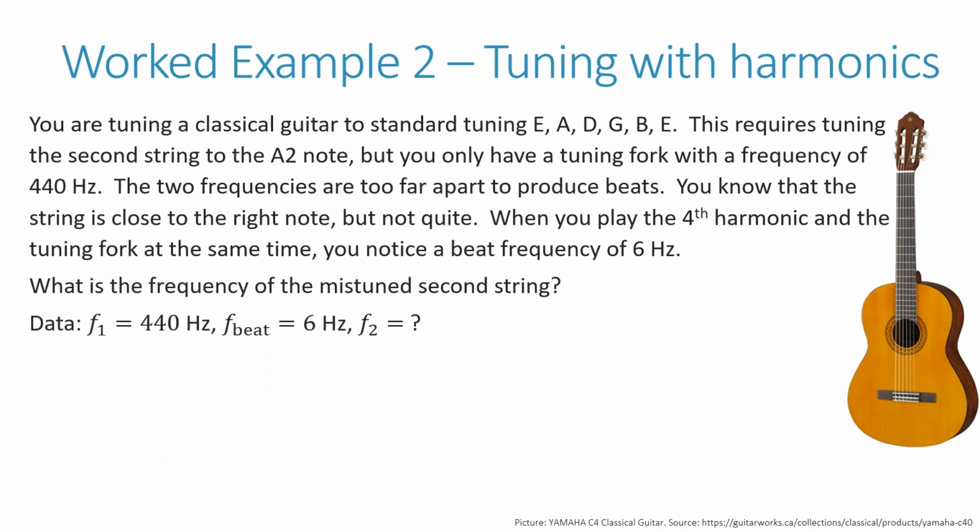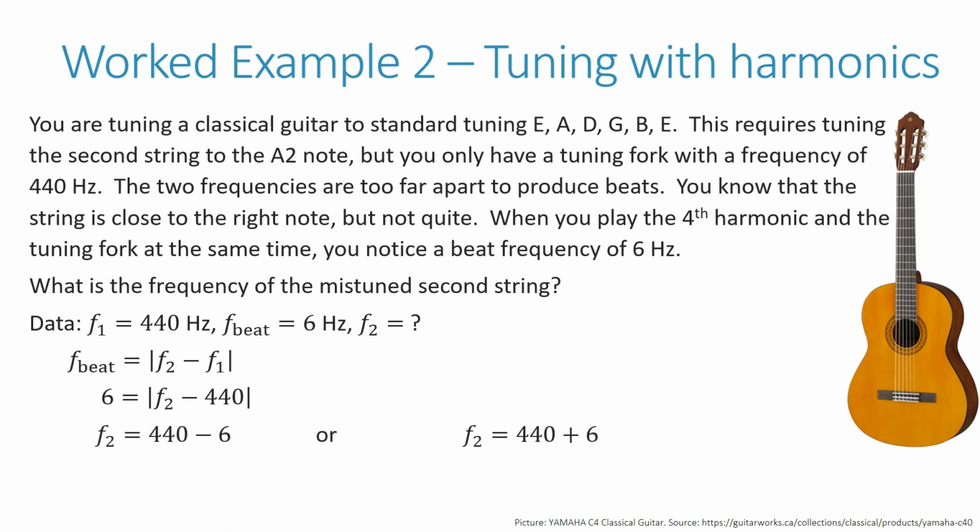Well, here's the data. F1 is 440 Hertz. That's the frequency of the tuning fork. The beats that we hear is 6 Hertz, and we want to find out the frequency of the string. So here's the same formula, but this time we substitute F beat is 6, F2 minus 440, and we actually have two answers. Two possible ways.